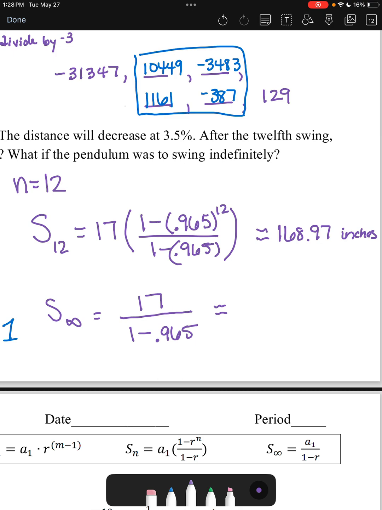Total distance, roughly about 168.97. If it was infinite, it would be 17 divided by 1 minus 0.965 only, which means if it never stops swinging, eventually, as you keep decreasing more and more, it would then go to roughly 485.71 inches. Honestly, either one of those answers is okay with me, and I'll give you total credit for that.